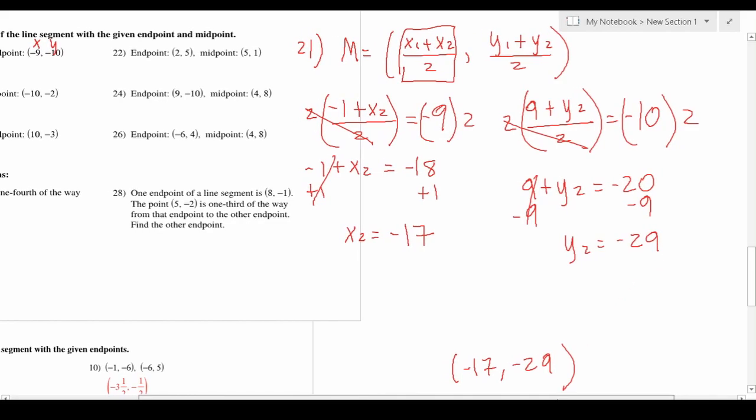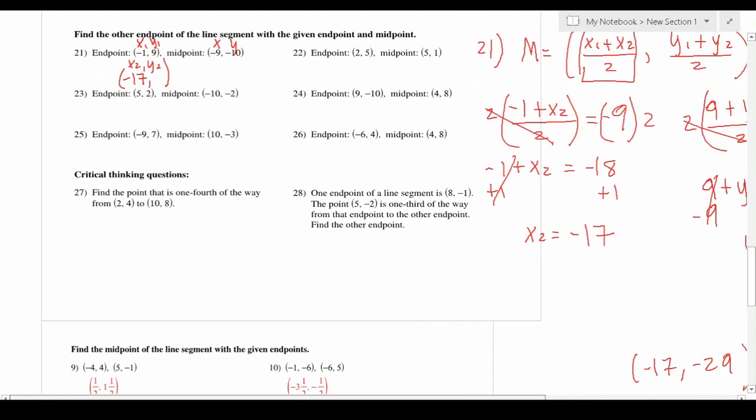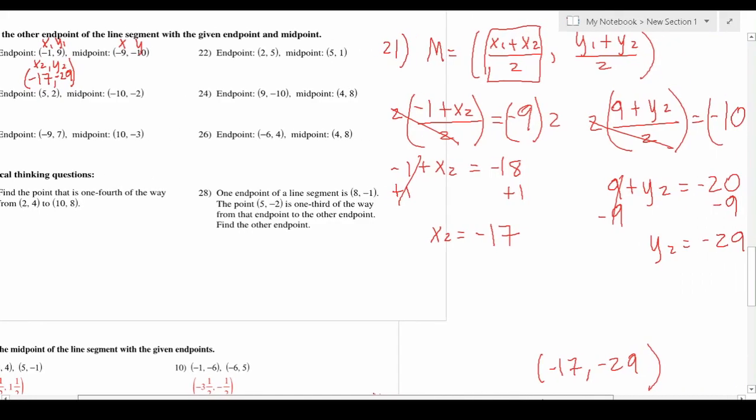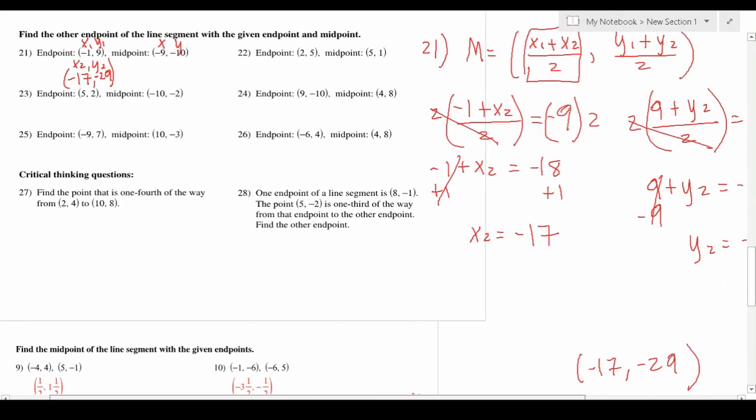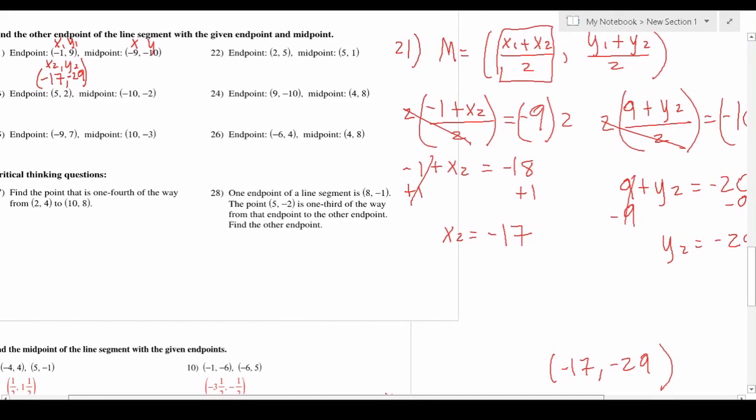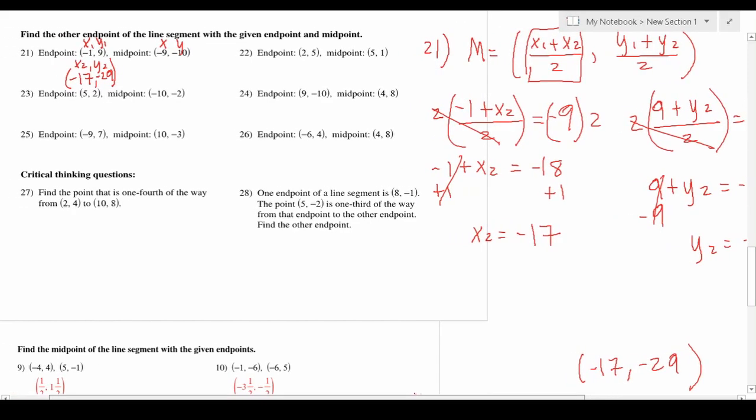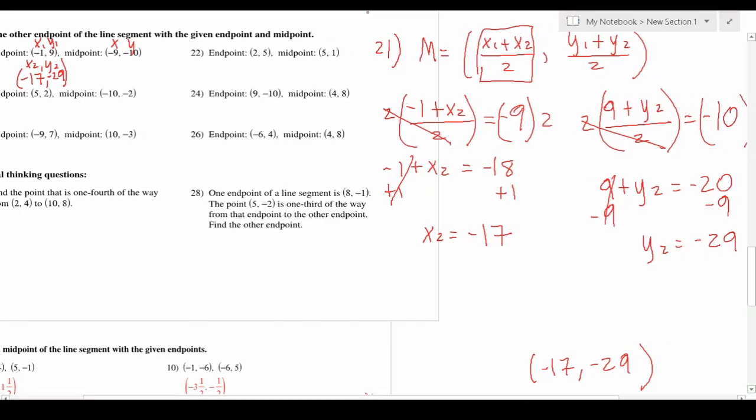And therefore, we found the y2 value in our second endpoint, namely -29. Okay, so as you can see, using the midpoint formula, as well as one endpoint and the midpoint, we can find the other endpoint pretty easily. But that said, let's do another one to make sure we understand the concept. And we'll go ahead and erase this real quick.